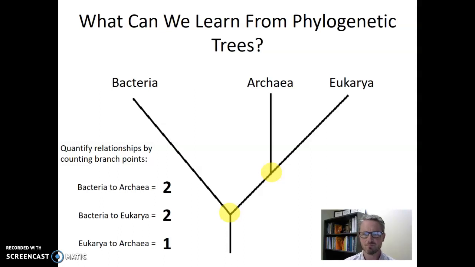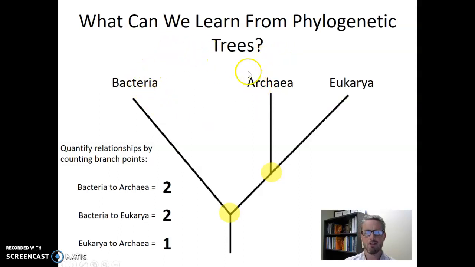And that's it. Before we move on, I just want to point out that this tree actually says something really interesting when we look at the relationships that way. We learn that archaea and eukarya are close relatives, closer relatives than either of them are to bacteria. But that's really weird, right?